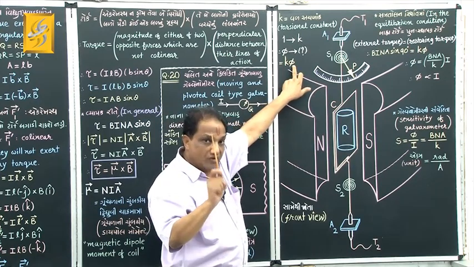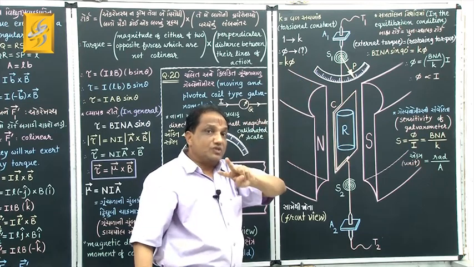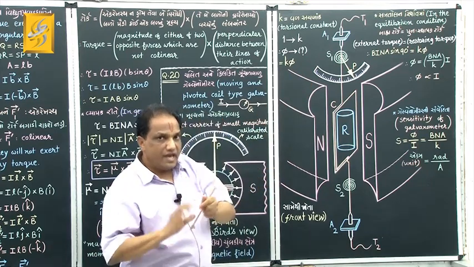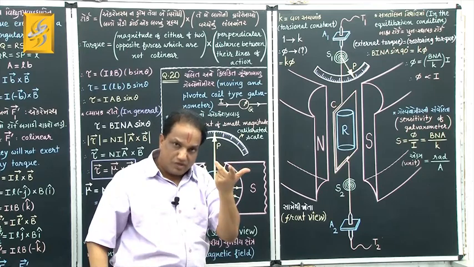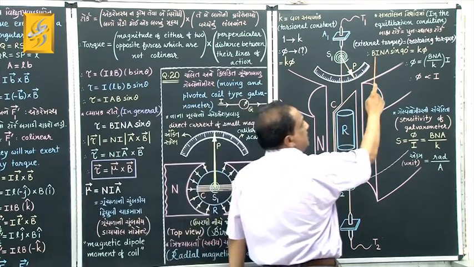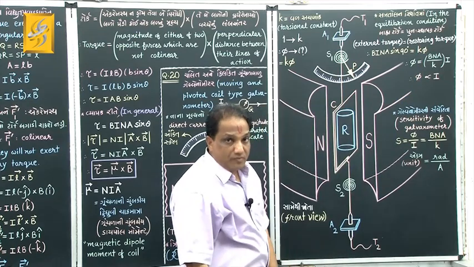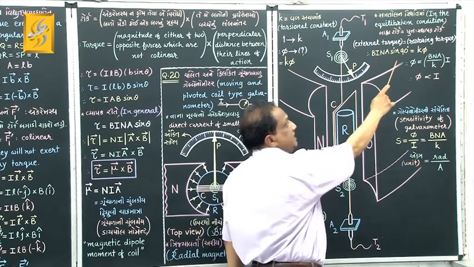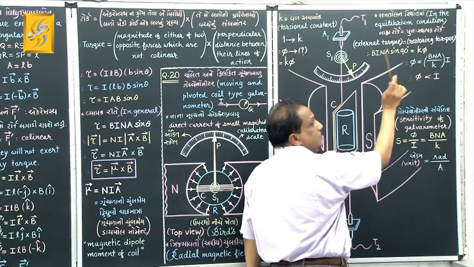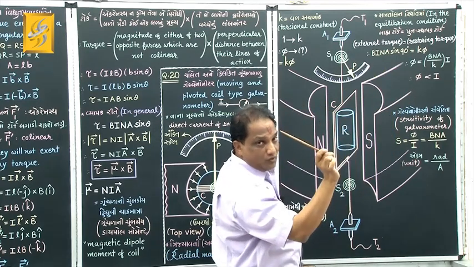Okay. So in that equilibrium condition, which two torques have become equal in magnitude? External torque and restoring torque, correct? External torque is B n A sin theta, restoring torque is k phi. Then you must be asking, why is theta taken 90 degree here? I am showing you. Look here.